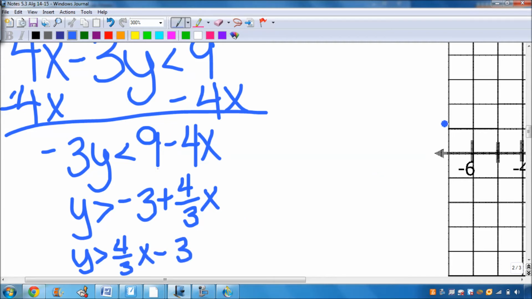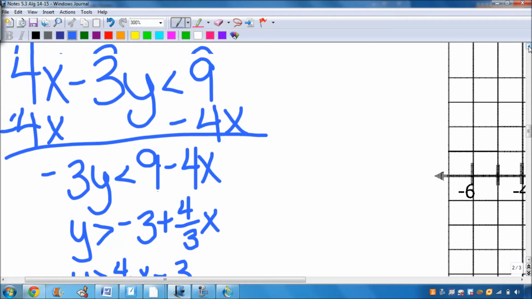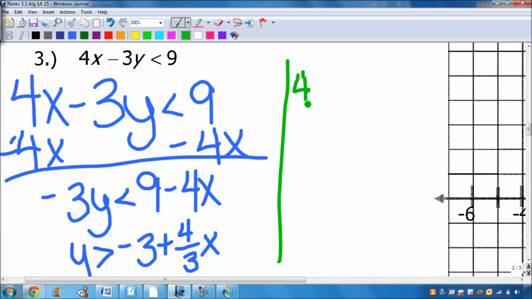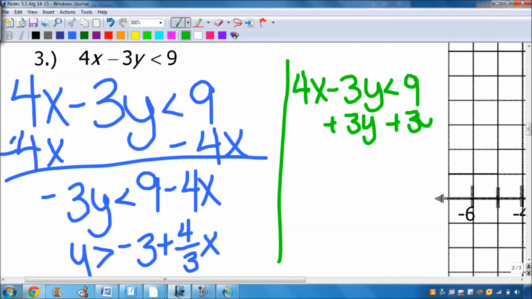Okay? That's one way to solve it, right? The other way is to force the y to be positive. So what I can do instead is add 3y to both sides. So if it's 4x minus 3y is less than 9, if I add 3y to both sides, I end up getting 4x is less than 9 plus 3y.